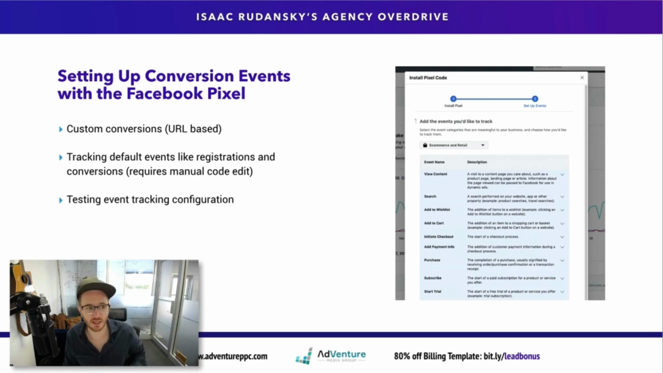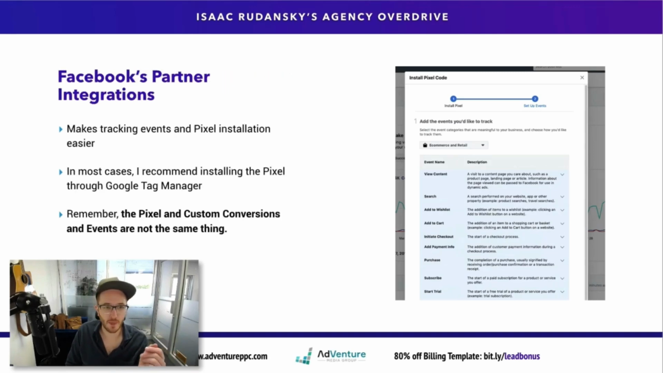And then Facebook makes it pretty easy to test event tracking and configuration and things like that. And I'll show you the tools for that as well. Facebook also has a bunch of these partner integrations, and I'll show you how those work. And it just makes tracking events and pixel installation easier for a lot of the core CMS systems like Shopify, WordPress, HubSpot, etc. In most cases, I recommend still installing the pixel through Google Tag Manager. It's just very easy, flexible, and you could then create a lot of additional rules, and it's a very, very intuitive and easy to use software. So I would recommend that. And I'm going to show you Google Tag Manager in a moment.